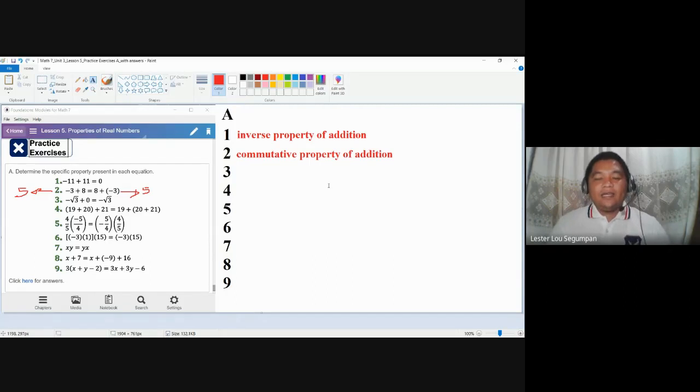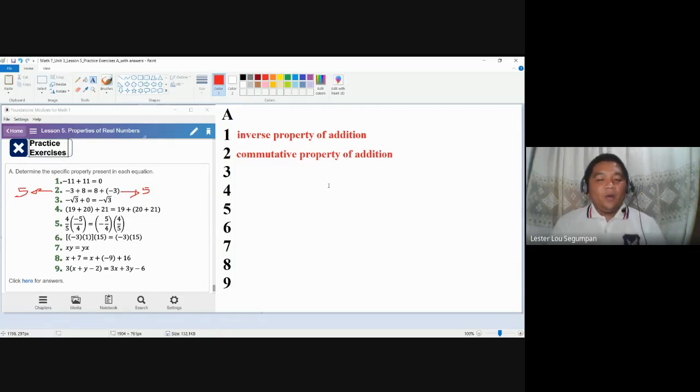Just to clarify, we already talked about the presence of the commutative property, or commutativity, for addition and multiplication only. There is no commutative property for subtraction nor division.